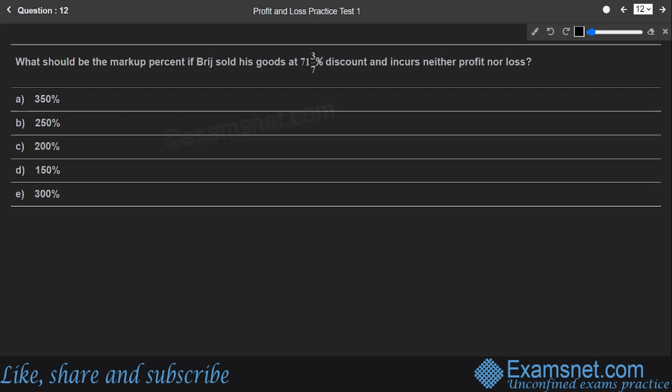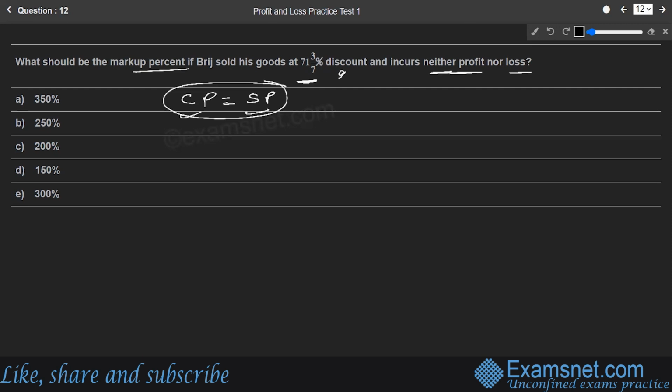Now, the question says, what should be the markup percent if Bridge sold his goods at 71 3/7% discount and incurs neither profit nor loss? So there is no profit and no loss situation. This happens when cost price is equal to selling price, because there has been no gain, no loss. So obviously the cost price would have been equal to selling price. So we can begin the question with this.